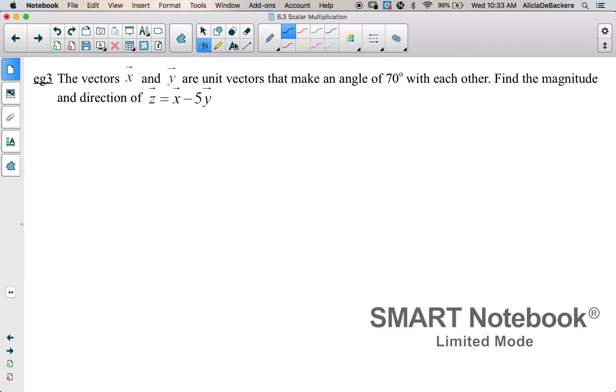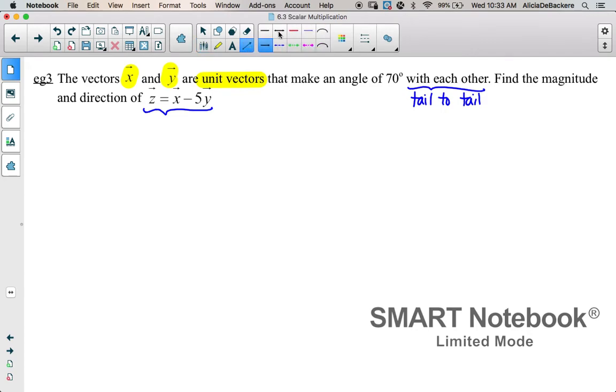Okay, in example 3 here, we're looking at two vectors x and y that are both unit vectors. So I know that they both have a magnitude of 1, and they make an angle of 70 degrees with each other. So again, that's going to mean tail to tail or head to head. We want to find the magnitude in the direction of vector z, which is x minus 5y. So first I'm going to draw a quick picture of my x and my y.